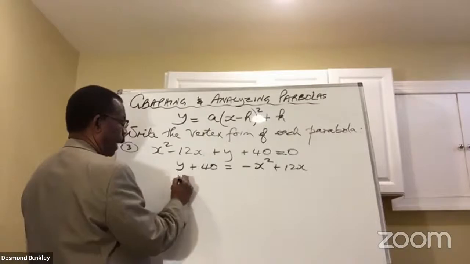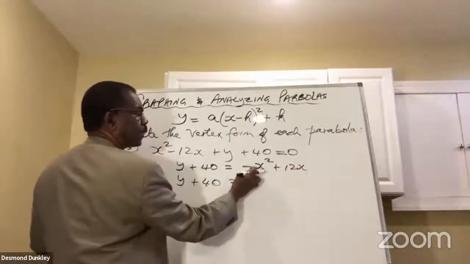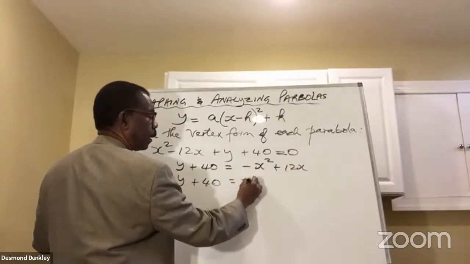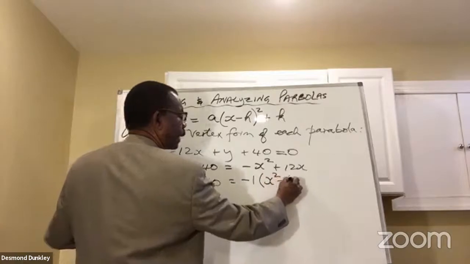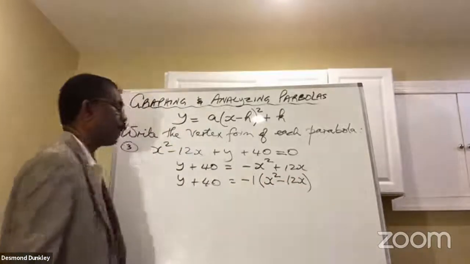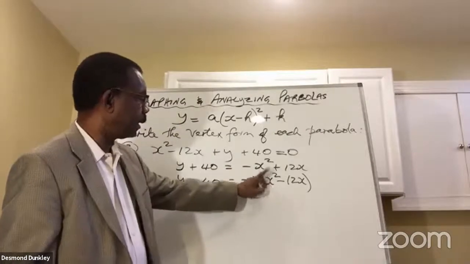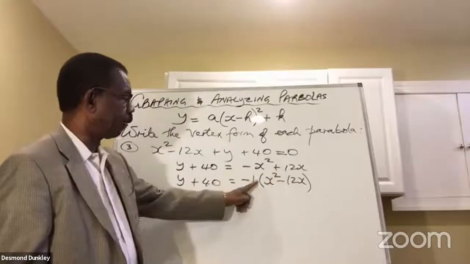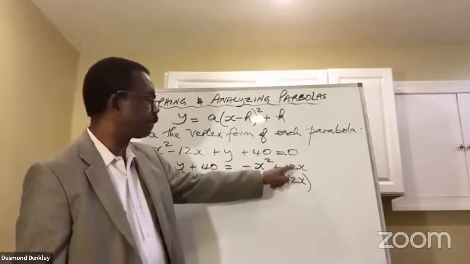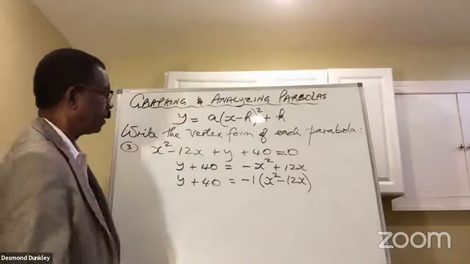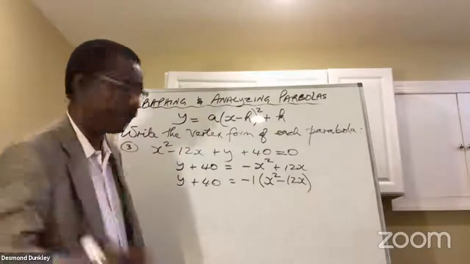So let's go y plus 40 equal to, let's factor out a negative 1. Now we have x squared minus 12x. If you factor out a negative 1, then this becomes positive x squared. This becomes negative because look, negative 1 times x squared gives me negative x squared. Negative 1 times negative 12x gives me positive 12x. So now we know that our a is going to be negative 1.